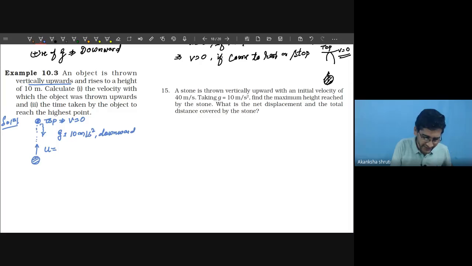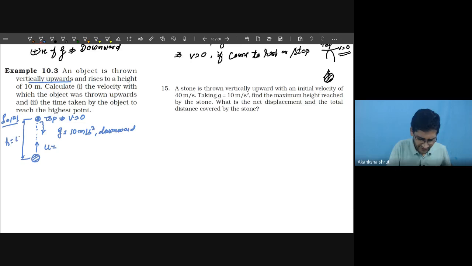So what are the data given? An object is thrown vertically upward and raised to a height h. You can write over this figure itself 10 meter. Calculate the velocity with which the object was thrown upward. Means what was its initial speed, that we want to know.